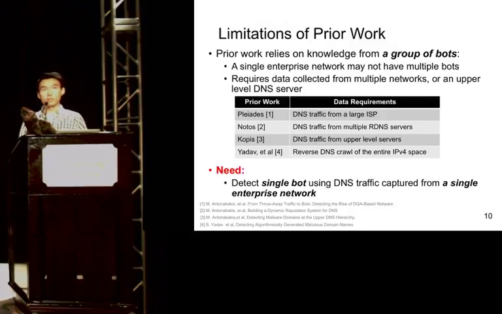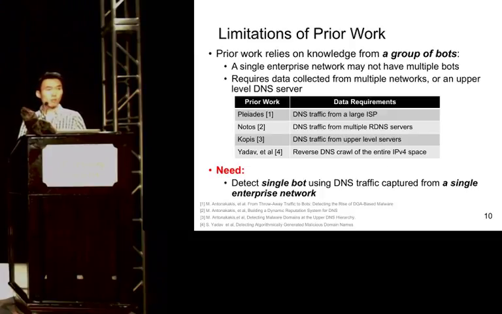So obviously, we are not the first to use DNS traffic to detect DGA bots. There is some previous work, but it has some limitations. One limitation is that they require a group of bots, several bots, to exist in the same network. The assumption is that because these bots belong to the same botnet, they will have similar behaviors. They will query a similar set of DGA domains.